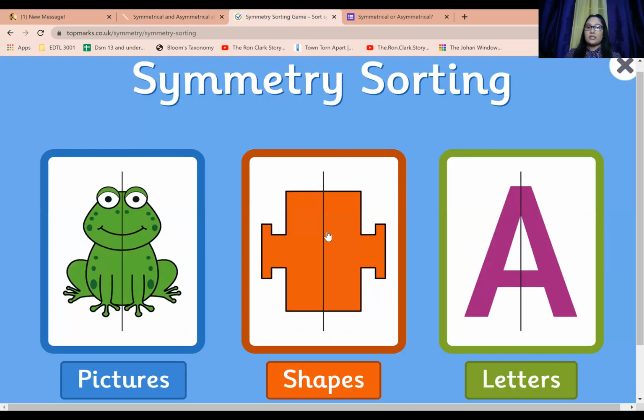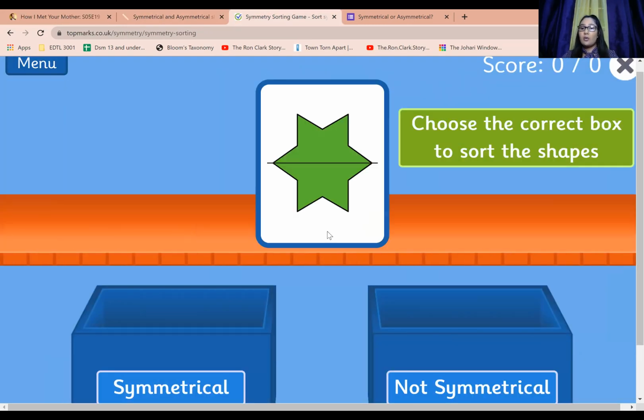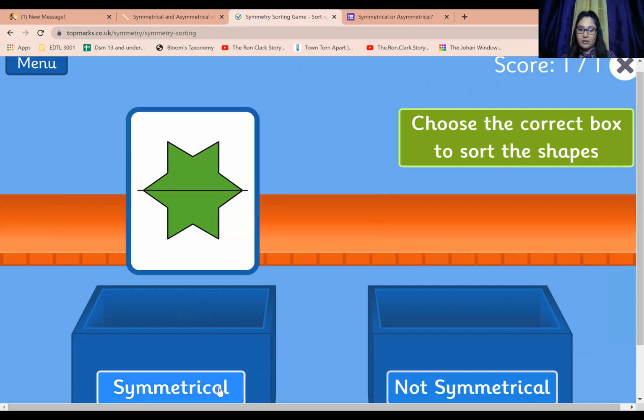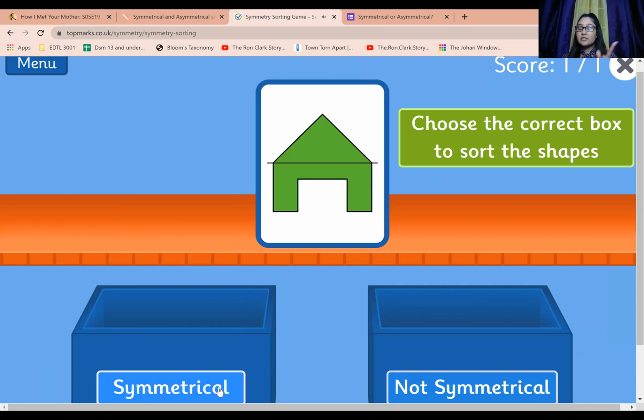So it's a symmetry sorting game. I'm going to choose shapes and you all are going to tell me which box, symmetrical or asymmetrical. Symmetrical, why? Right, because the line divides it into two equal parts. Very good. Symmetrical or asymmetrical? Why? Right, the two parts don't match up. It's not equal. Very good.